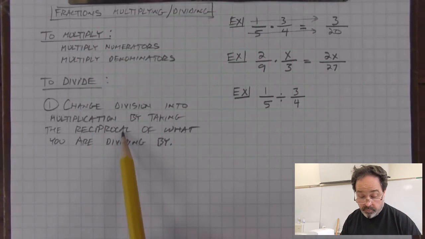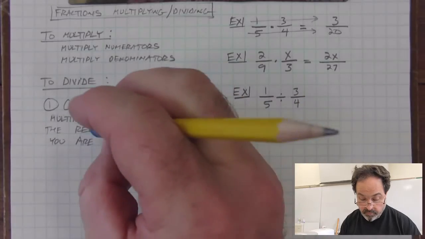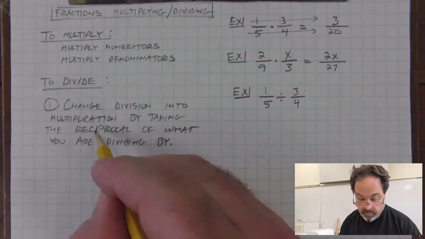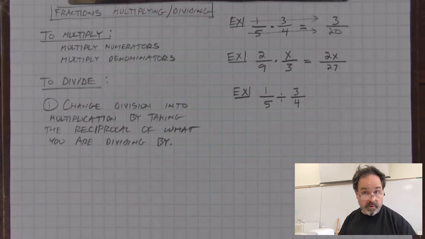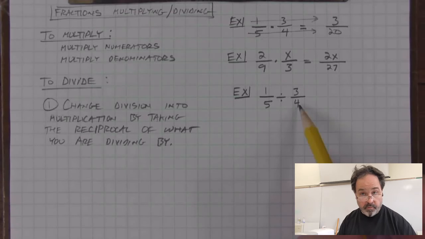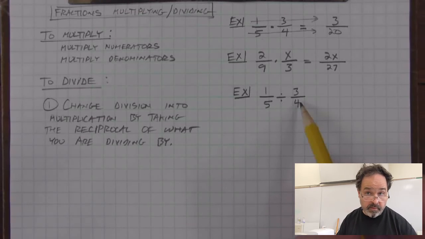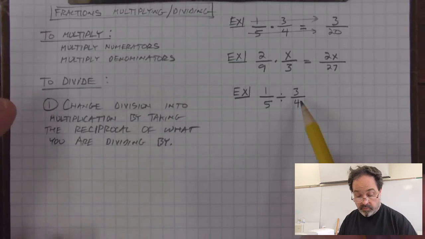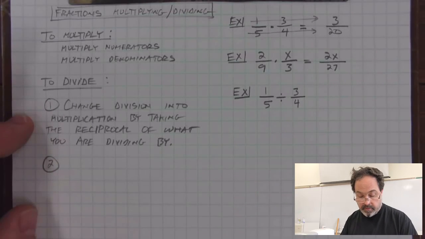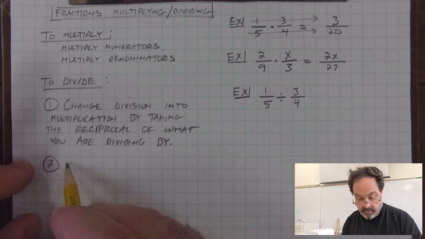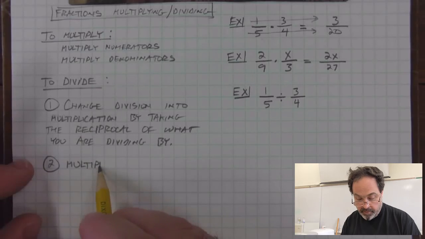We have to review what we mean by reciprocal. Reciprocal is the switching of numerator and denominator. The reciprocal of 3 over 4 is 4 over 3. So to divide, we take a first step. And then, if we've changed division into multiplication, we then follow the rules of multiplying.